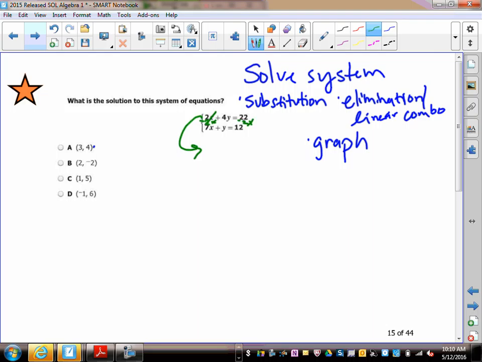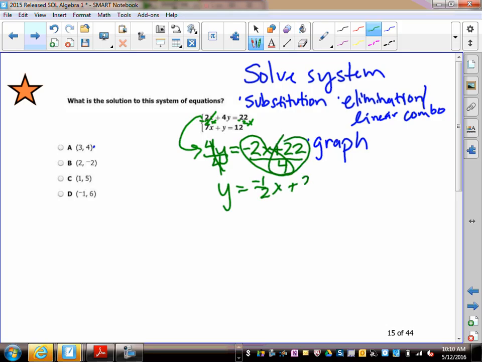Remember, to graph, I need to get it into y equals. And in my calculator, I can graph anything that is in y equals. So I have 4y equals negative 2x plus 22. All right, divide by 4 on both sides. I get y equals, it reduces to negative 1/2 x plus 22/4, and that's some beautiful fraction.